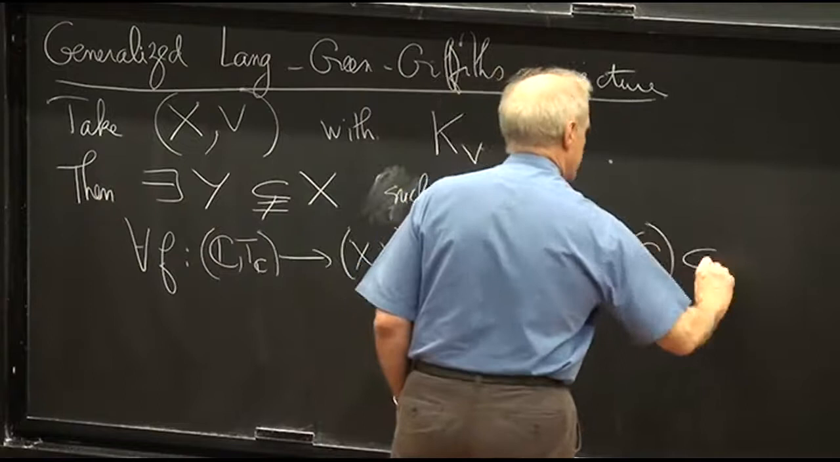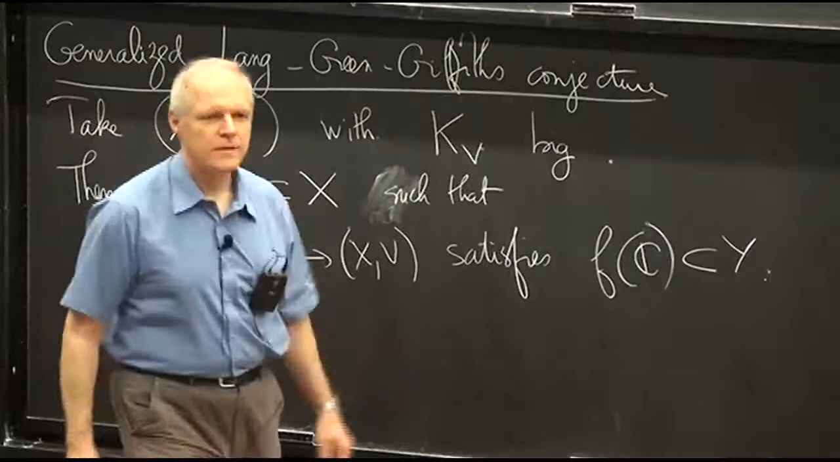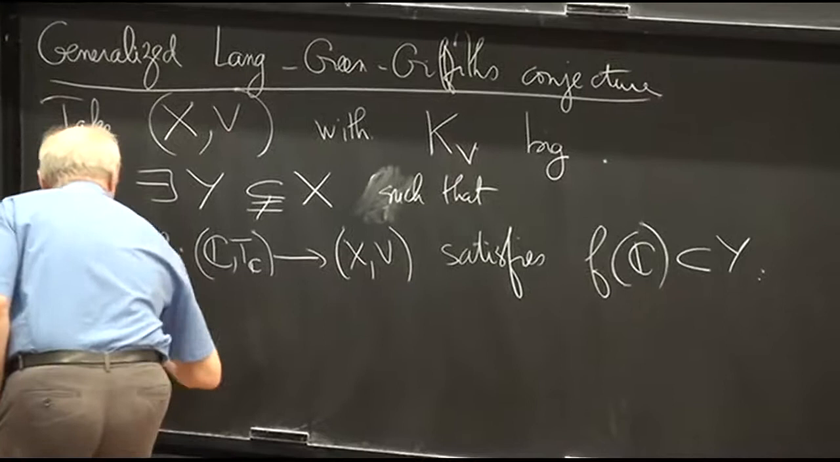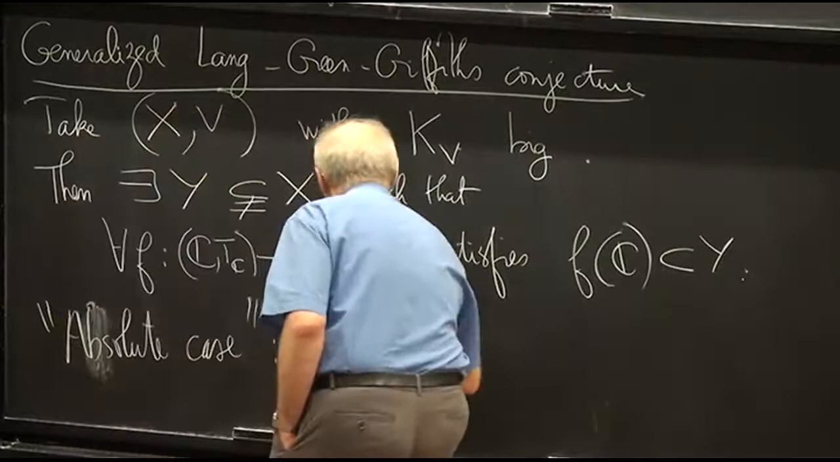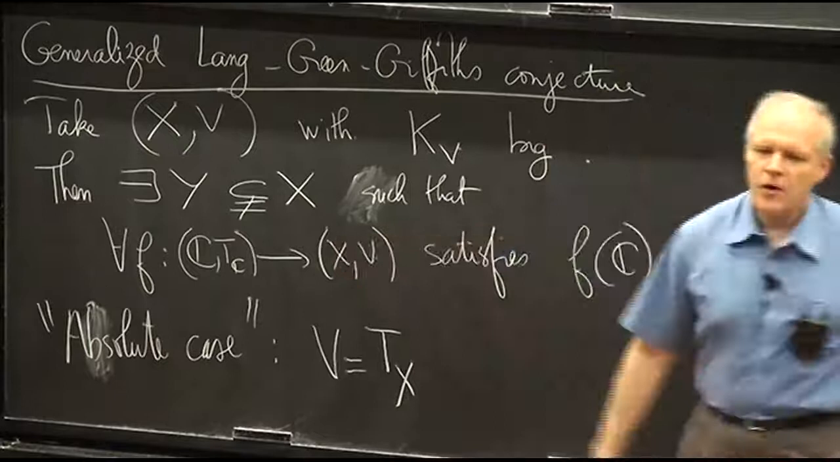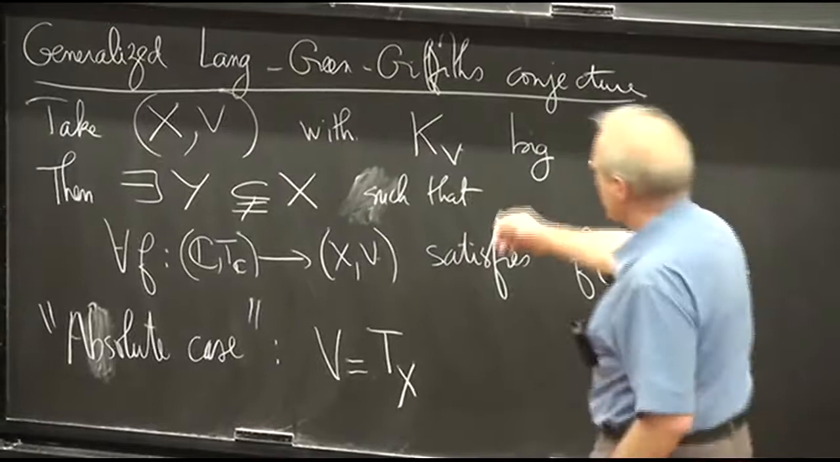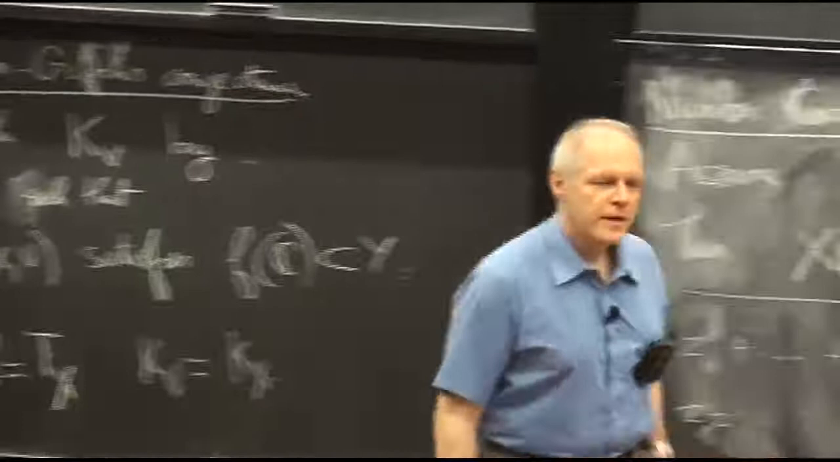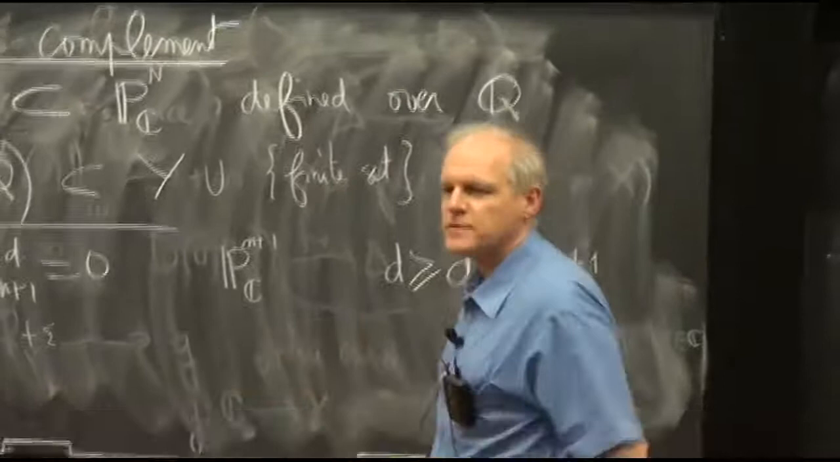So now I have to say what is K_V. Of course, the absolute case, just take V to be the full tangent bundle. So this means that you put no constraint on the tangents to the curve. And then in that case, the canonical bundle of V is just the canonical bundle of X. And the condition that this is big is the condition that X is of general type. But here you will include results on certain foliations, assuming some good properties of the canonical bundle of foliations, and you will have similar results.